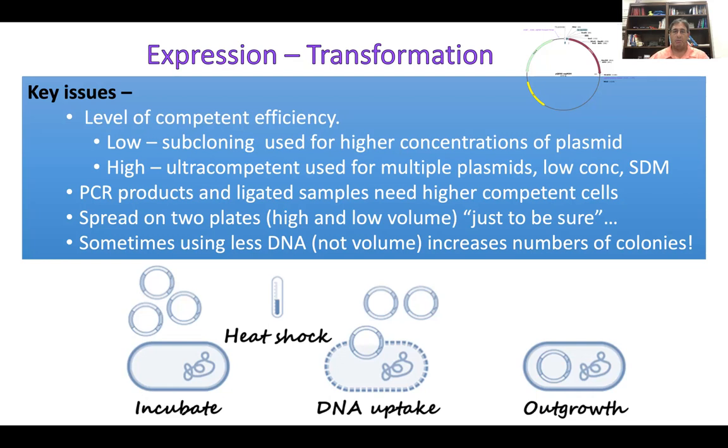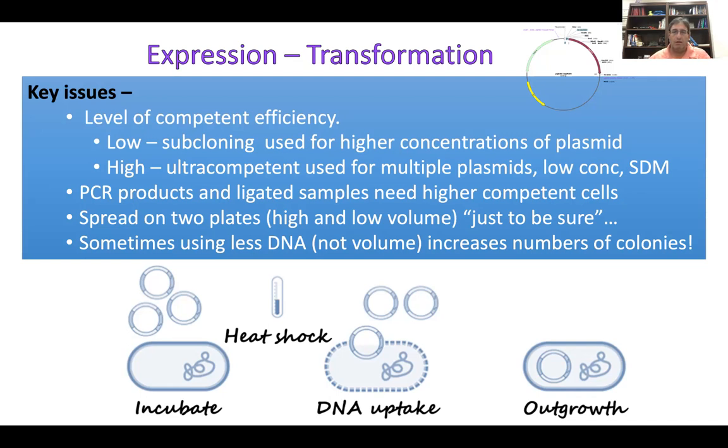So low efficiency competent cells are what we call subcloning efficiency or levels. And that's good enough where you have plenty of DNA, at higher concentration, you're going to get, even at low efficiency, plenty of transformed cells. But if you're doing something like site-directed mutagenesis, where you've done PCR or you've done ligated work, where you only have a small, very dilute amount of plasmid DNA that you're trying to get inside the bacteria, you want really high efficiency or ultra competent cells. You can use high for everything, but they're really expensive and they're a little bit tricky to keep competent.